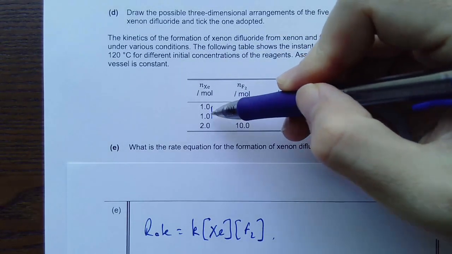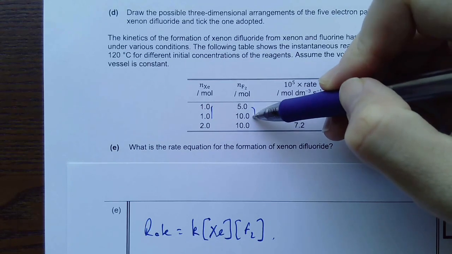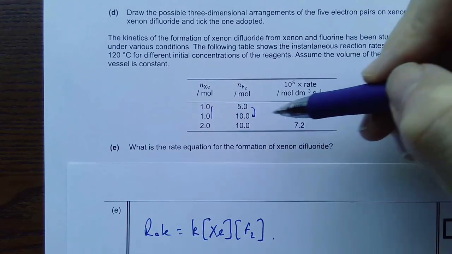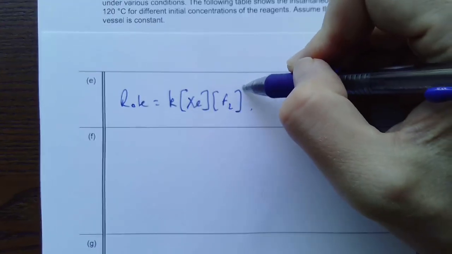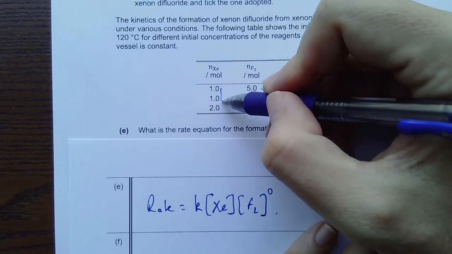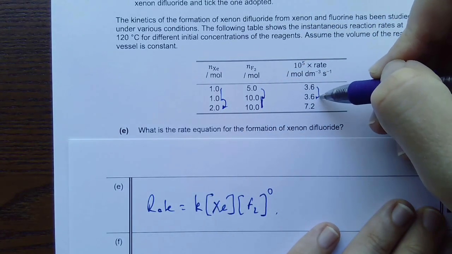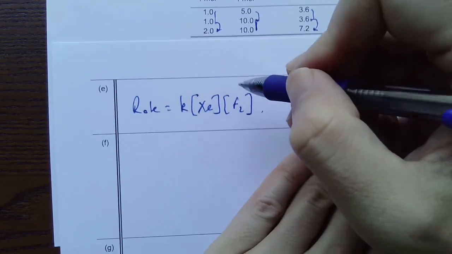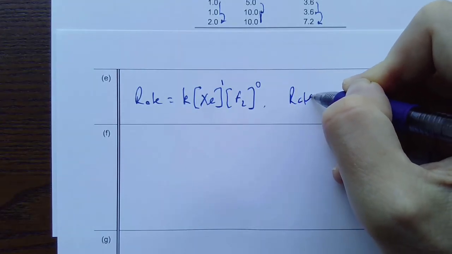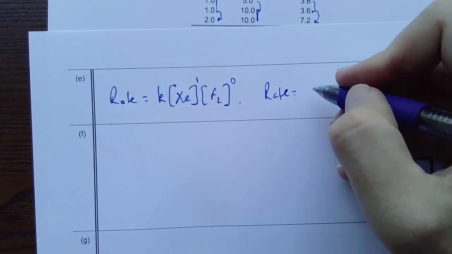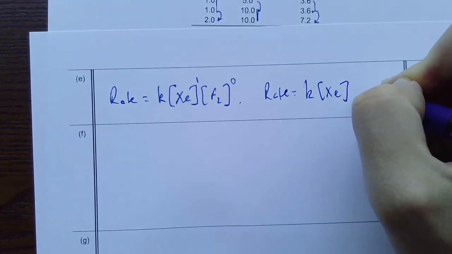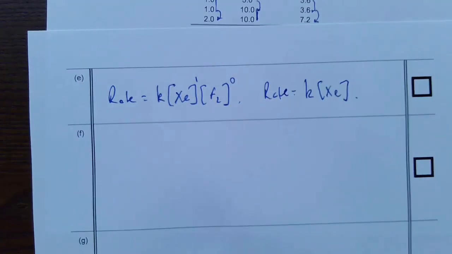So here, Xe stays the same, here F2 doubles, and here nothing happens. So F2 is zero order. And then here, the F2 stays the same, the Xe doubles, and the rate doubles. So it's first order for Xe. So rate, you could just leave it like that if you wanted to, you'd get the mark for that. I'm just going to make it a little bit simpler: rate equals k[Xe].